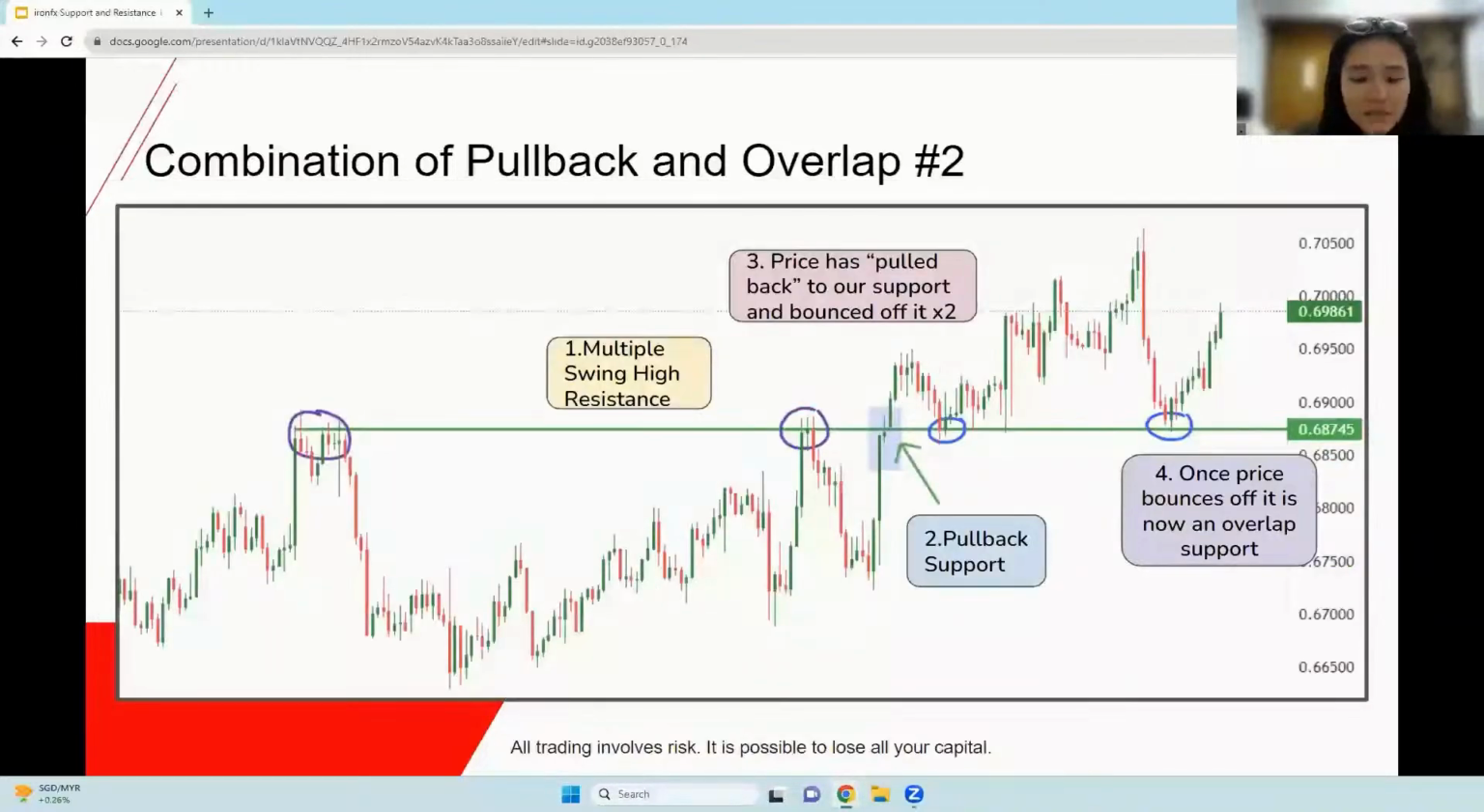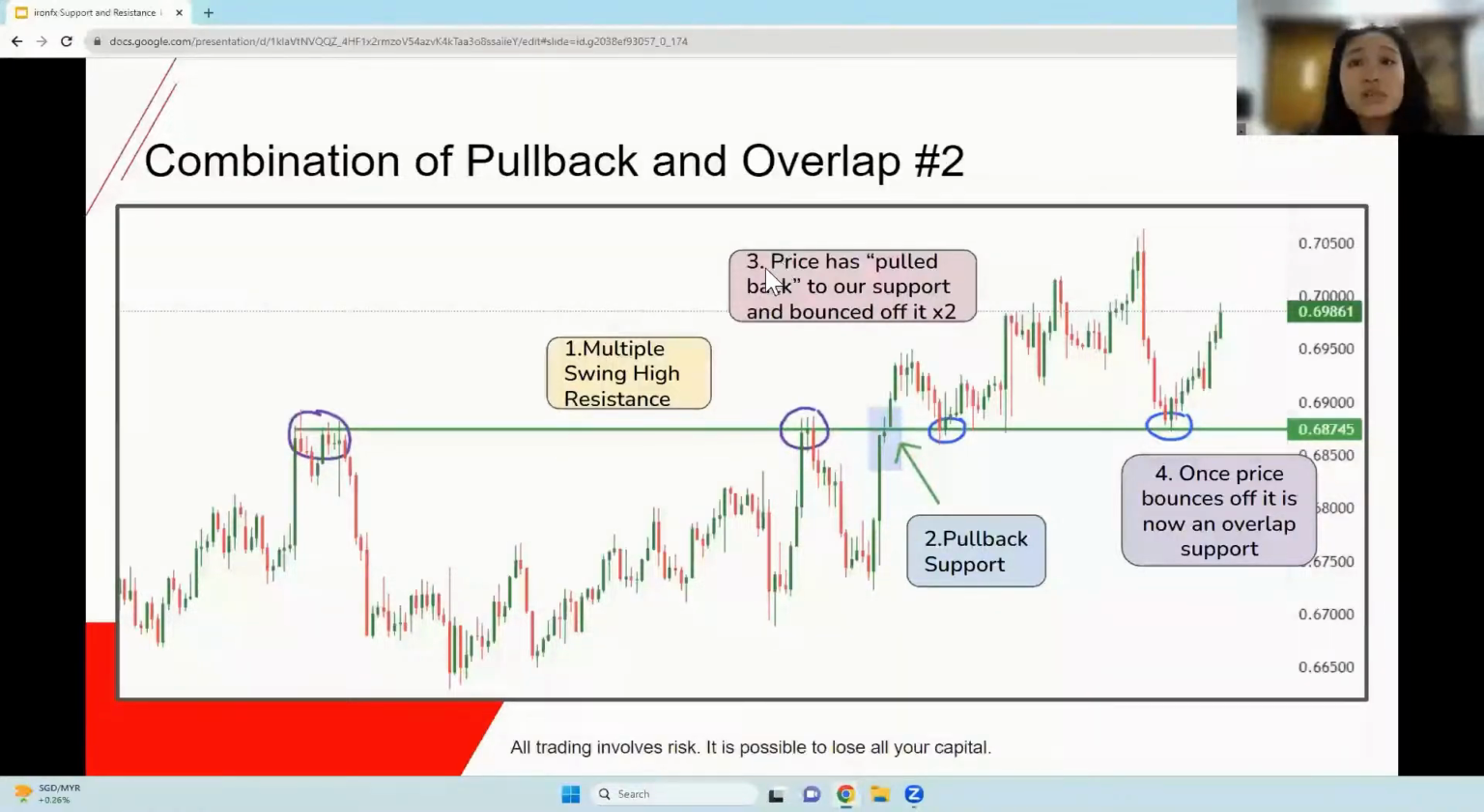Another example. We have two swing highs that are lining up. You can see these purple circles here, and we have a swing high resistance from this. Price surpasses this level here, breaks out of it, and then it becomes a pullback support.